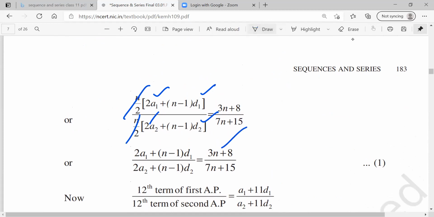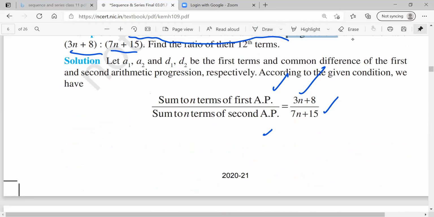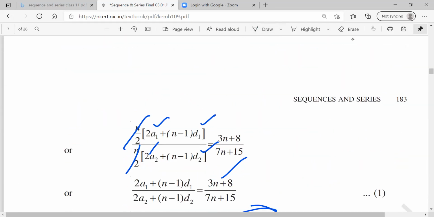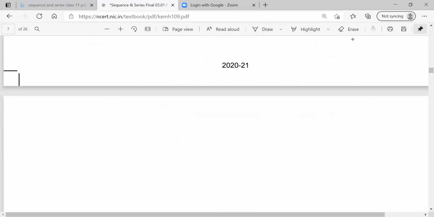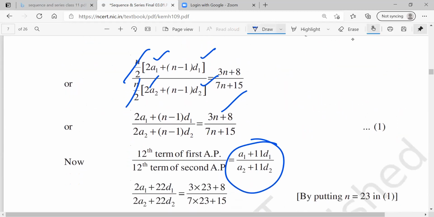But the main thinking level for us is, this is very important. How do they write like this? A plus 11 D1, A plus 11 D2. We can tell that it is, find the ratio of their 12th term. Correct? That also we can tell. The ratio of their 12th term. Yes, that's the question here. Find the ratio of their 12th term. Yes, so that is the new thing here.